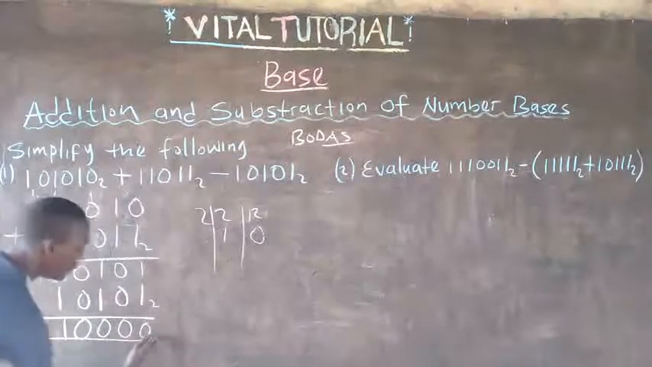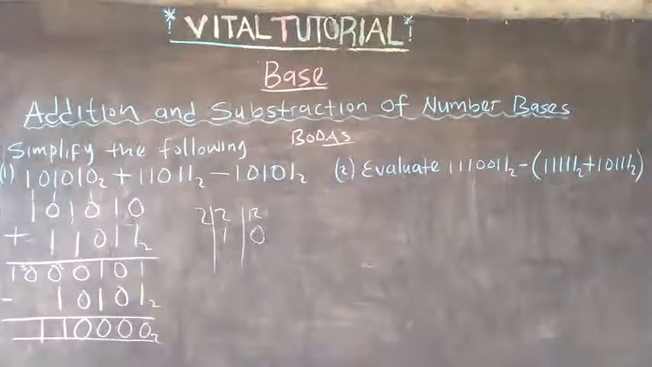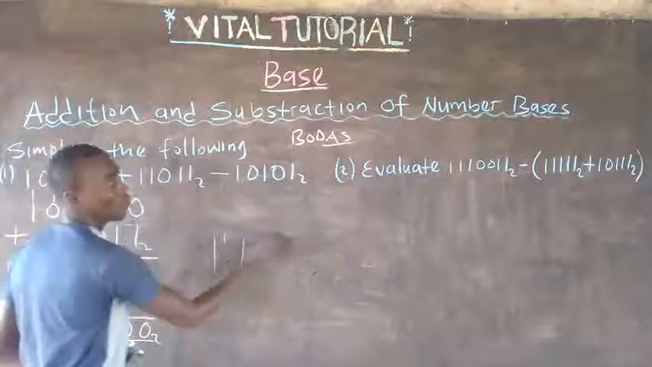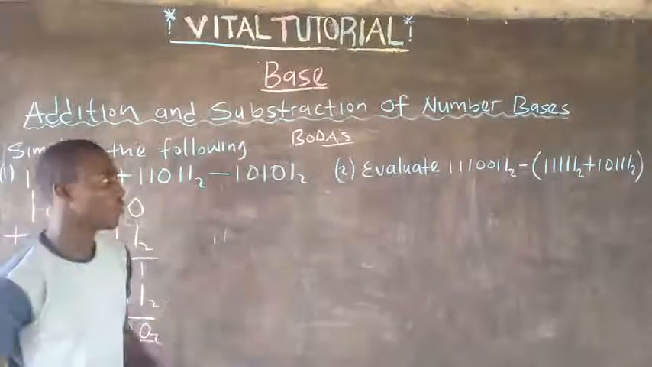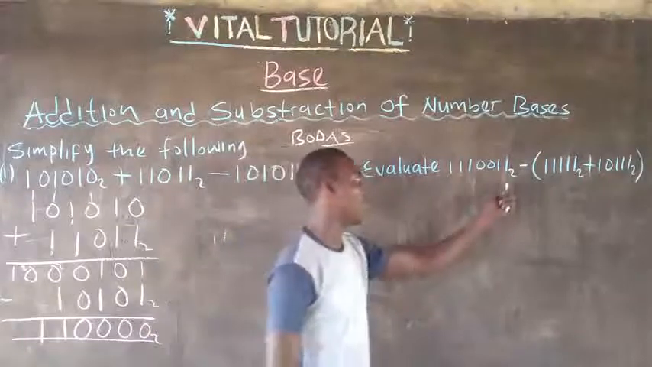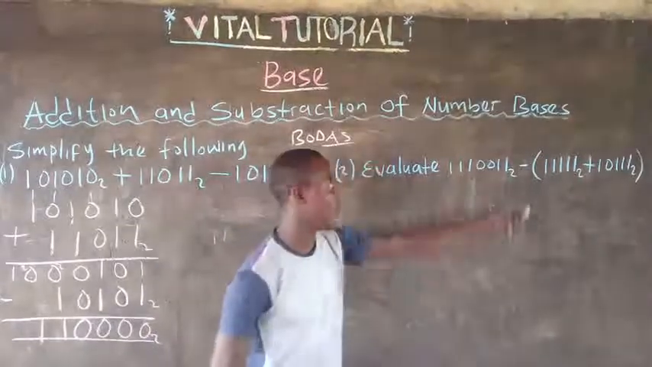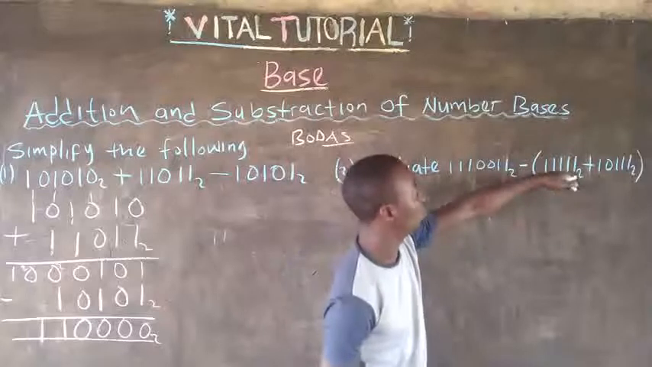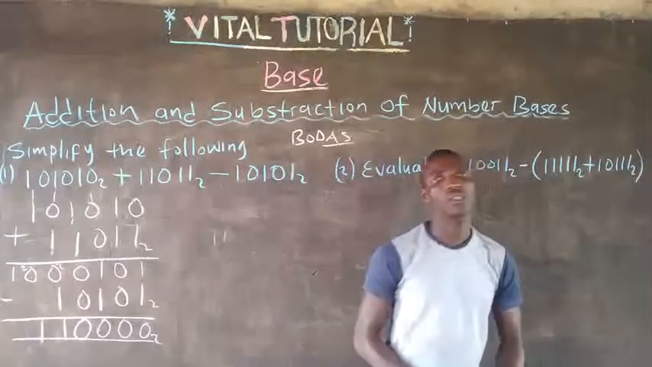That means that this is the final answer. I hope you understand this. So let's go to question number 2. Question number 2 says evaluate 1 1 1 0 0 1 1 in base 2 minus 1 1 1 1 base 2 plus 1 0 1 1 1 base 2.